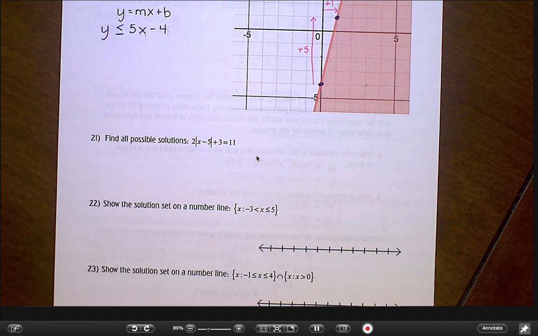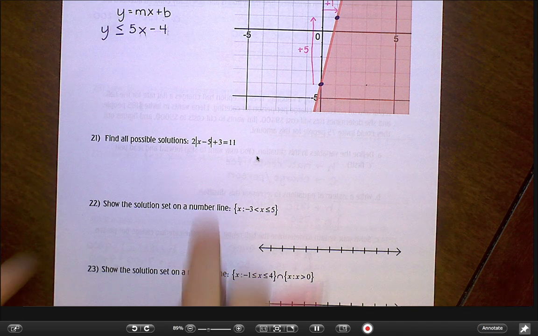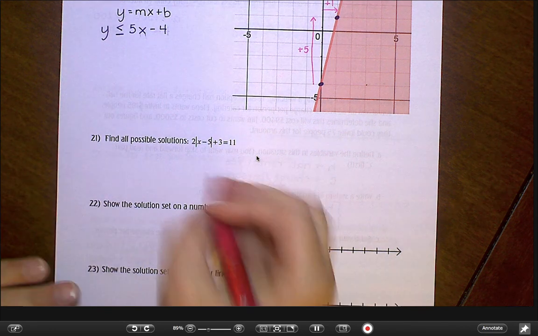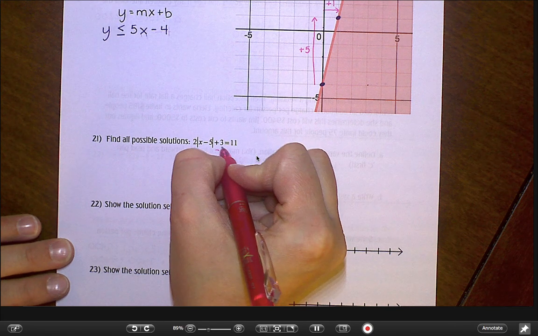So first thing with this, before you start dealing with that absolute value, is get rid of anything that's outside of the brackets. So that 2 and that 3, those have got to go first. So I'm going to subtract 3 from each side.